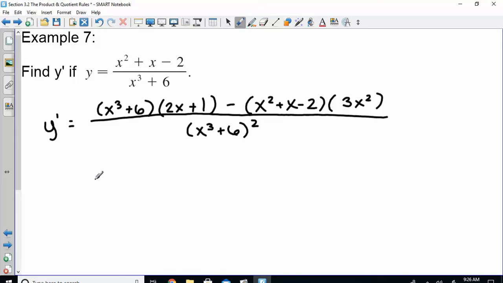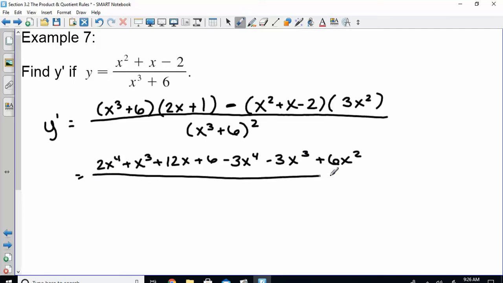Okay. Simplifying on the top, if we FOILed here, we get 2x to the 4th plus x cubed, 12x plus 6. Would it confuse you if I distribute my negative and my 3x squared at the same time? It becomes a negative 3x to the 4th minus 3x cubed plus 6x squared. The bottom, you could FOIL this out. I am not going to. I'm just going to leave it as x cubed plus 6 squared.